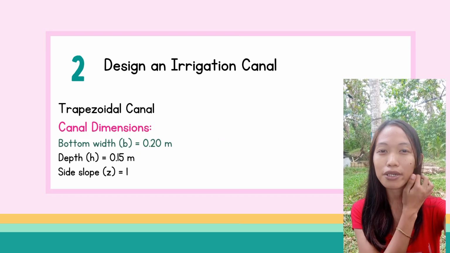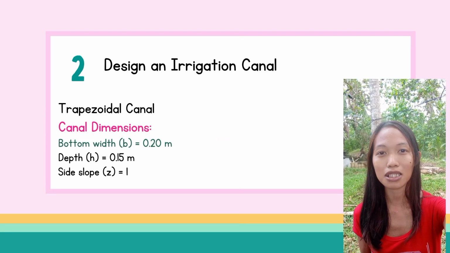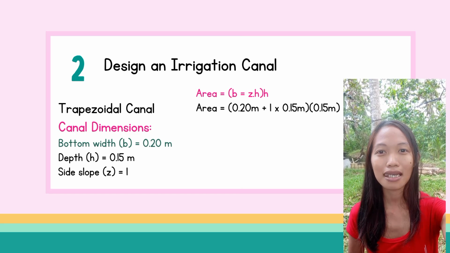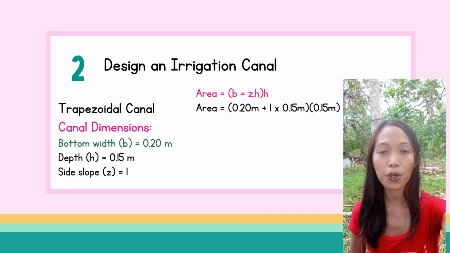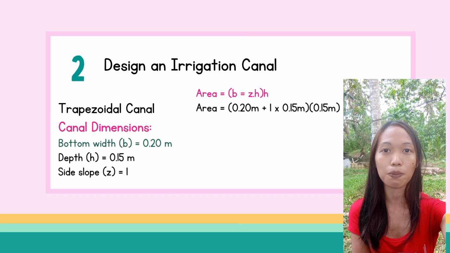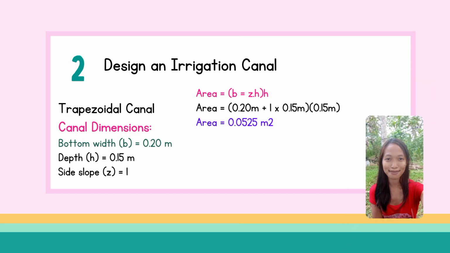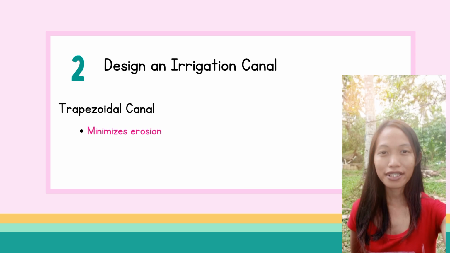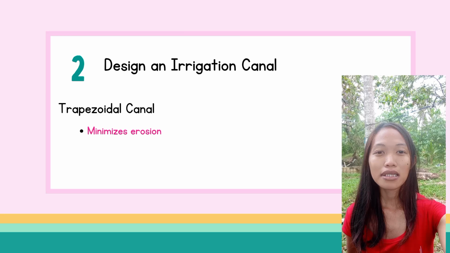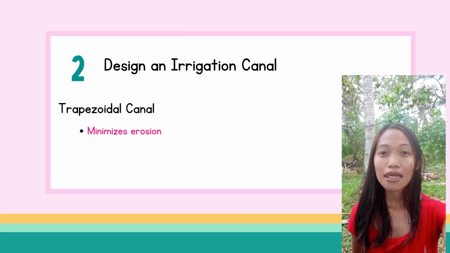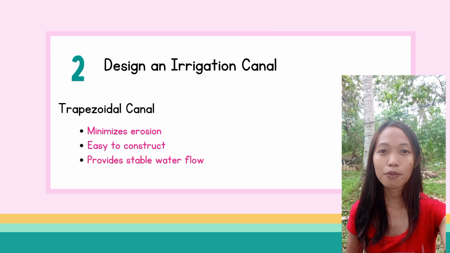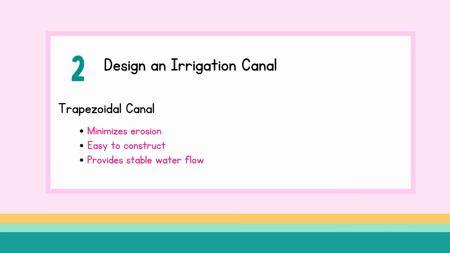Let's assume the bottom width is 0.20 meters, the depth is 0.15 meters, and the side slope is 1. Area equals the width plus the side slope times the depth, multiplied by the depth, or 0.20 plus 0.15 times 0.15, which is equal to 0.0525 square meters. Since the computed area is greater than the required, the canal is adequately sized. Why a trapezoidal canal? Well, it minimizes erosion, is easy to construct, and provides stable water flow.